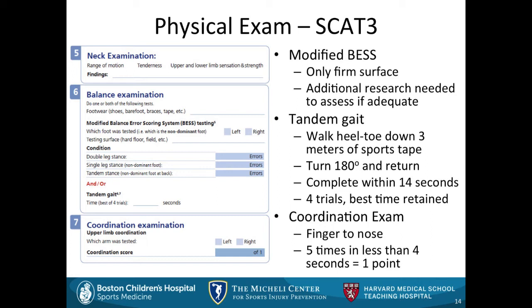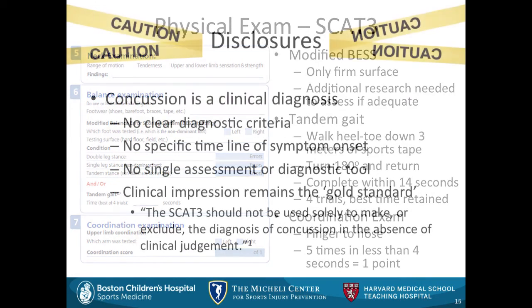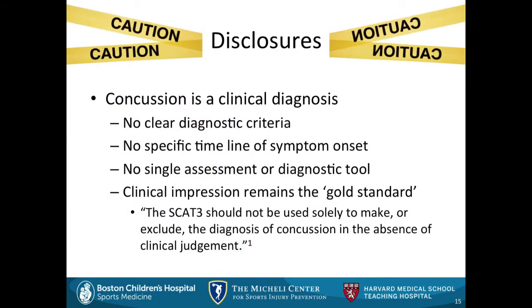And then a coordination exam is the seventh section, where you're talking about really cerebellar signs, where you have them pick an arm, and they're doing finger to nose, and they do 5 times. They do full extension of the elbow, back. You have them do that. The goal is to have 5 times in less than 4 seconds. They either can do it or they can't. It's 0 out of 1 points. So that's the eighth section. The eighth section is going back to what that word recall was. Okay, so there's the eight sections of your SCAT.